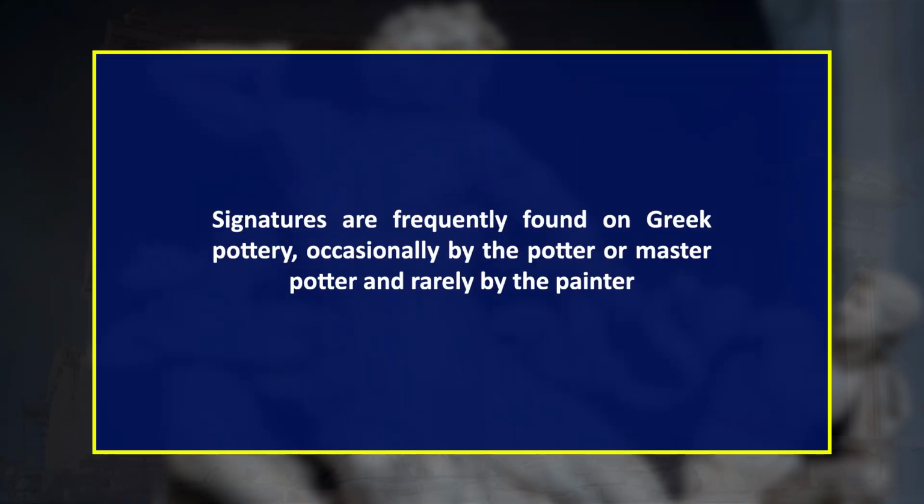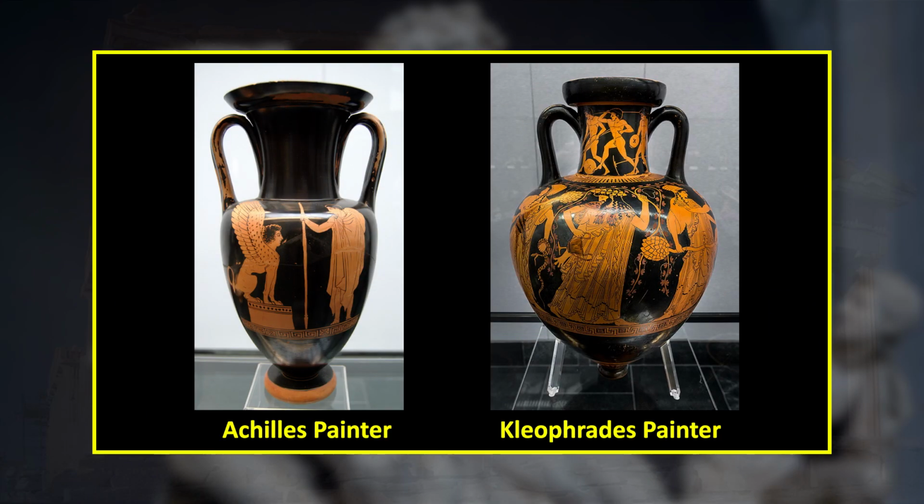Signatures are frequently found on the Greek pottery, occasionally by the potter or master potter and rarely by the painter. Nevertheless, the artistic personalities of countless painters make them readily identifiable. They are given names based on their subject preferences, such as the Achilles painter, the potter for whom they created the work, the late archaic Calliphon painter, etc.